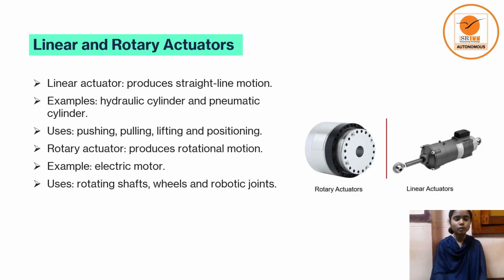Next, linear and rotary actuators. Linear actuators produce straight line motion. Examples are hydraulic cylinders and pneumatic cylinders. They are used for pushing, pulling, lifting, and positioning. Rotary actuators produce rotational motion, and an example is the electric motor. They are used in robotic joints, wheels, and rotating shafts.